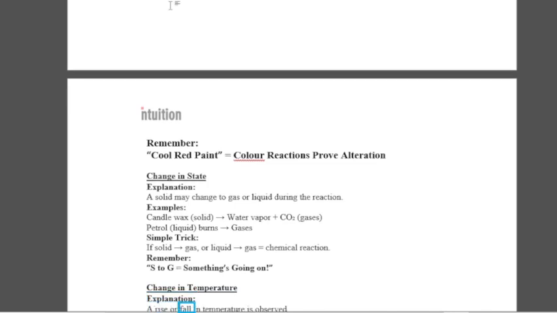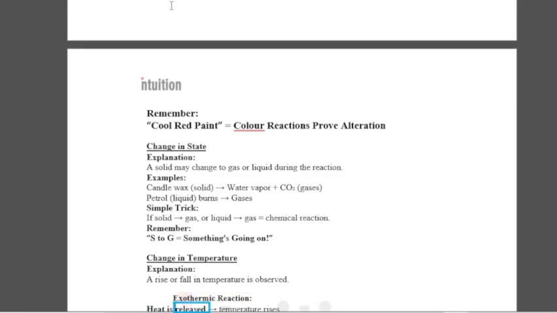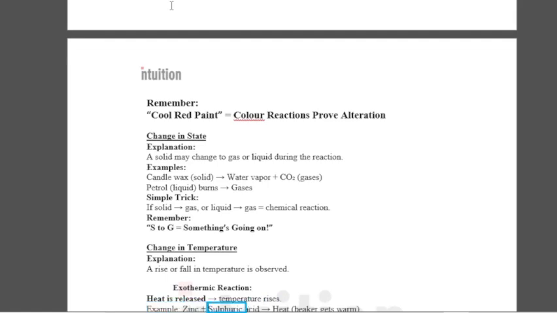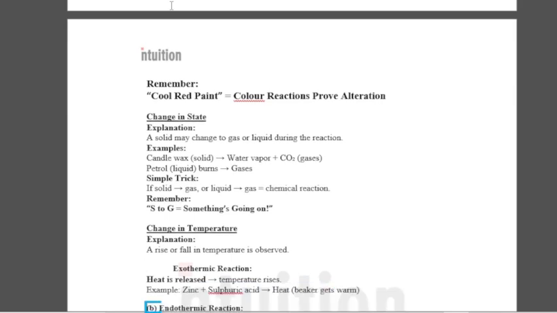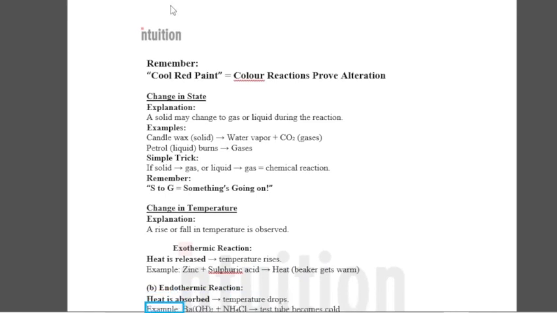Change in temperature. Explanation: a rise or fall in temperature is observed. Exothermic reaction: heat is released, temperature rises. Example: zinc plus sulfuric acid gives heat, and the beaker gets warm. Endothermic reaction: heat is absorbed, temperature drops. Example: BaO plus NH4Cl, the test tube becomes cold.